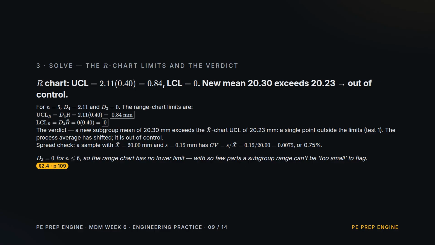Solve. The R chart and the verdict. For n=5, D4 is 2.11 and D3 is 0. So the range chart's upper limit is D4 times the average range, and its lower limit is 0, no lower limit, because D3 is 0 for small subgroups. The new subgroup mean lands above the X-bar upper limit. A single point outside, test 1. The average has shifted, out of control. The coefficient of variation, standard deviation over mean, comes out under 1%.